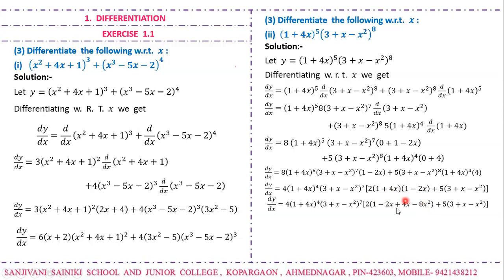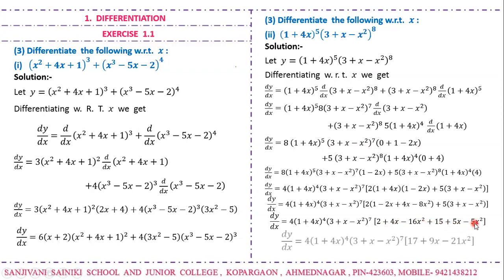Simplify these two terms. Multiply 1 plus 4x and 1 minus 2x and simplify it. 2 plus 4x minus 16x square plus 15 plus 5x minus 5x square. Add and subtract the terms. You get dy by dx is equal to 4 in bracket 1 plus 4x raised to 4 into 3 plus x minus x square bracket raised to 7 into 17 plus 9x minus 21x square.